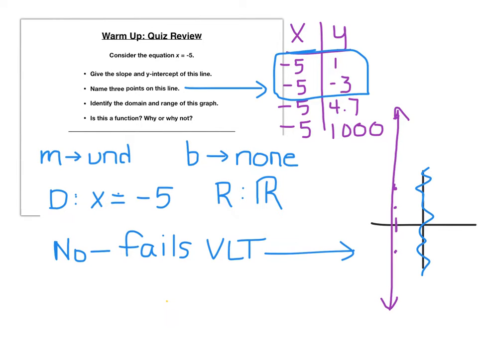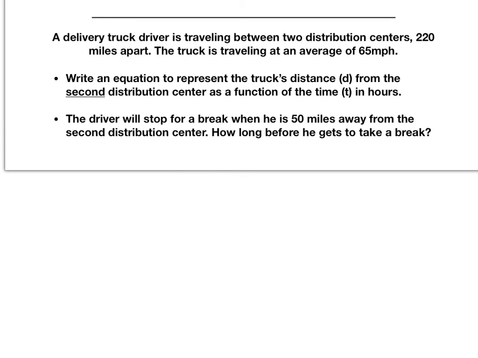Let's move on to the one about the delivery truck. Okay, so carrying on here, let's see. Delivery truck driver is traveling between two distribution centers. They are 220 miles apart. Truck is traveling at an average of 65 miles an hour.